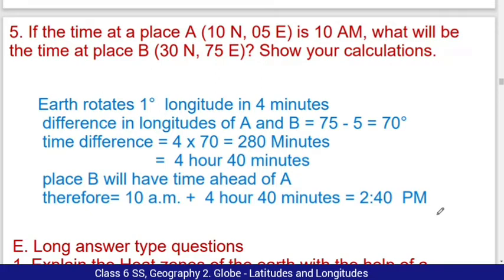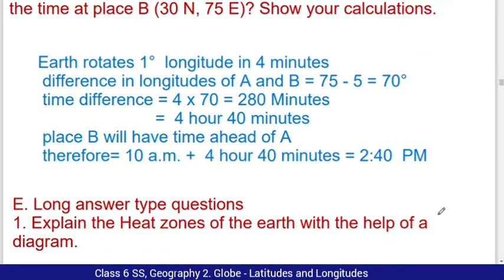Solution. Earth rotates 1 degree of longitude in 4 minutes. Difference in longitudes of A and B is equal to 75 minus 5, that is 70 degrees. Time difference is equal to 4 into 70, that is 280 minutes. 280 minutes is nothing but 4 hours 40 minutes.